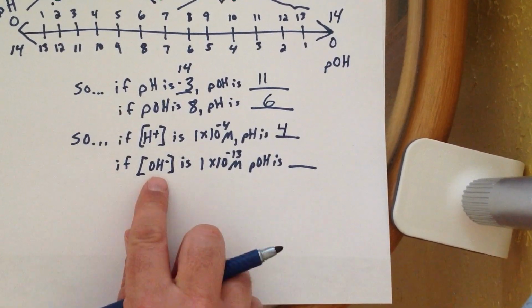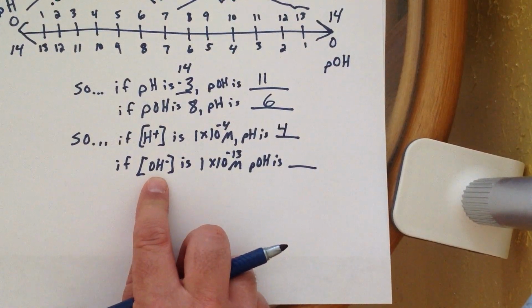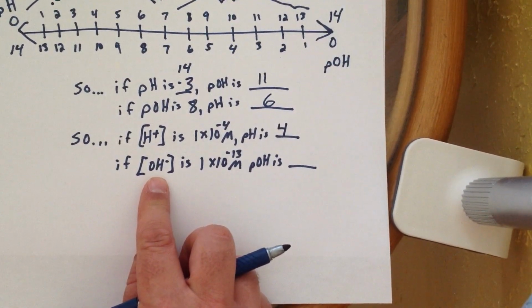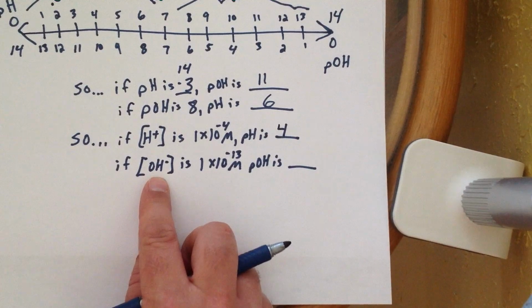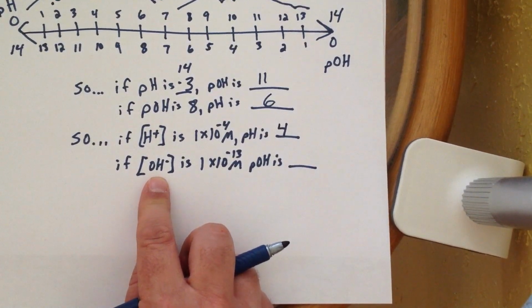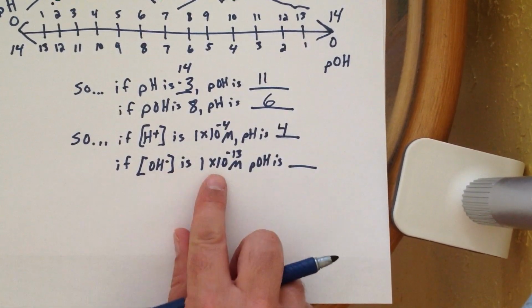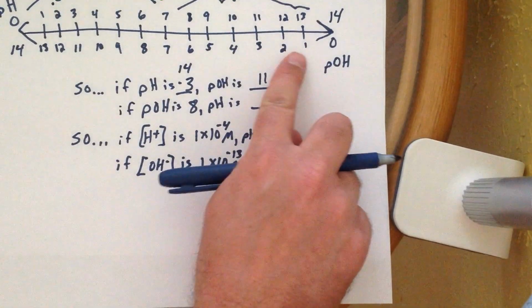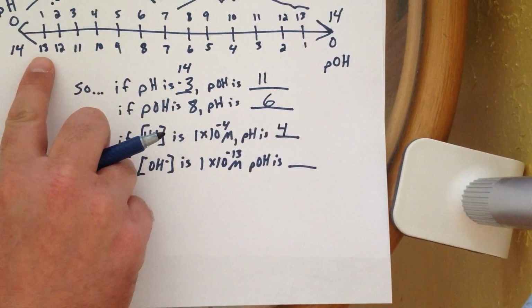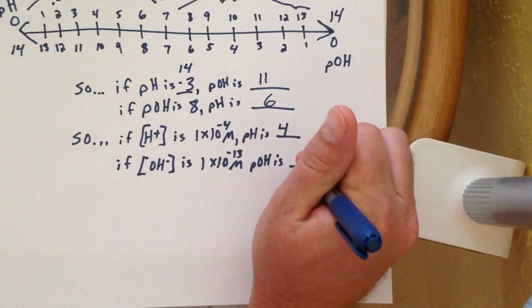What about the last one? If the OH minus concentration, wait a minute, I haven't covered that. But I bet you're smart enough to realize it's the same but on the bottom. So if the OH minus concentration is 1 times 10 to the minus 13th, you just take the pOH over to 13, and that's your answer.